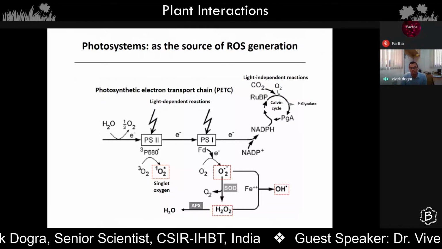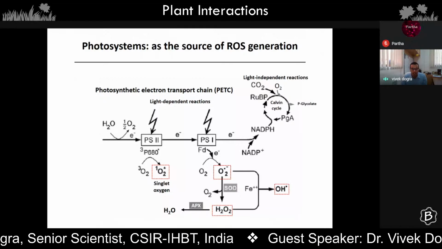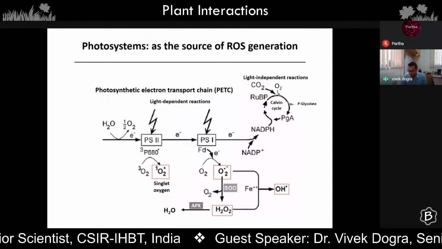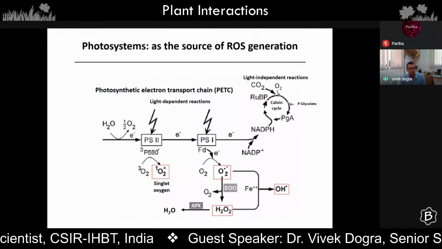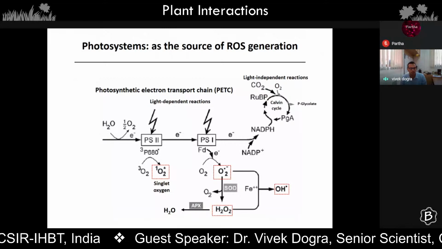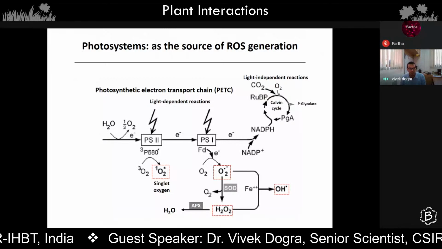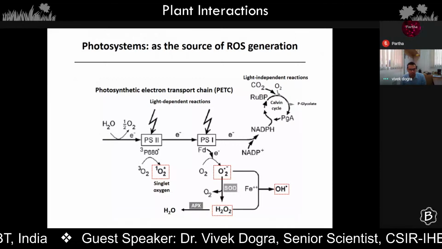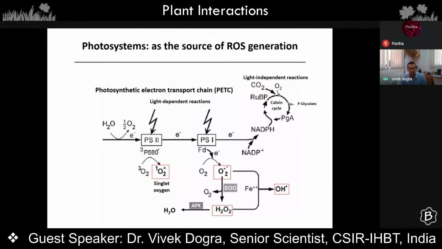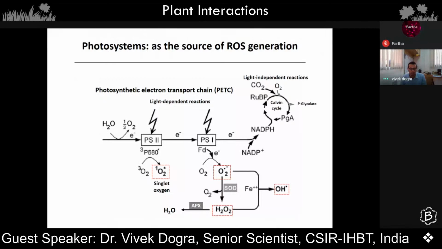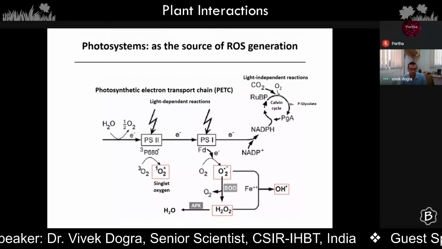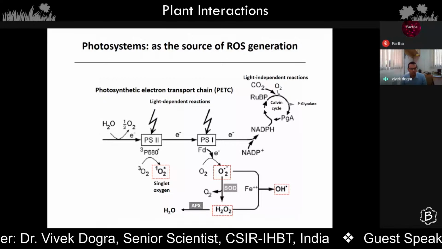At the same time, it comes back to the ground state by releasing its energy, and this energy is gained by oxygen, and this oxygen becomes singlet oxygen. And then in photosystem 1, we will see the generation of superoxide anion, which is catalyzed to hydrogen peroxide, which is comparatively less toxic, and then that is further scavenged into non-toxic water molecules. And during this process, hydroxyl ion can also be formed. So this happens normally all the time in the cell.